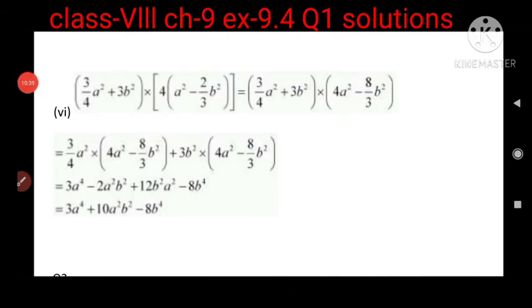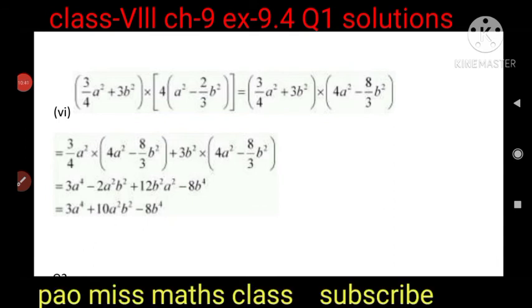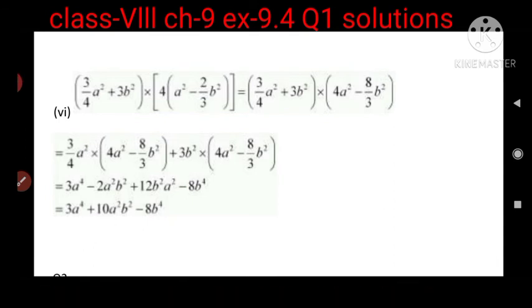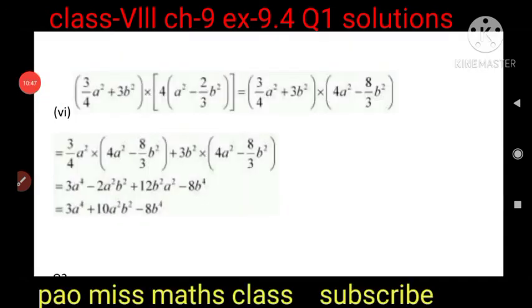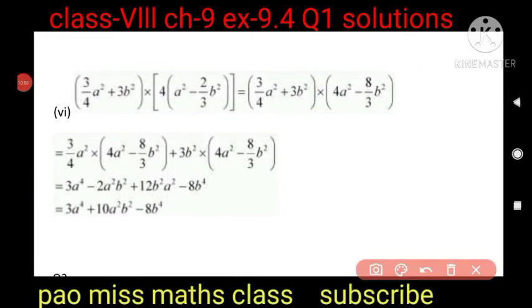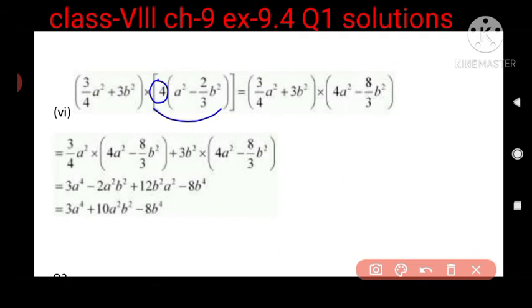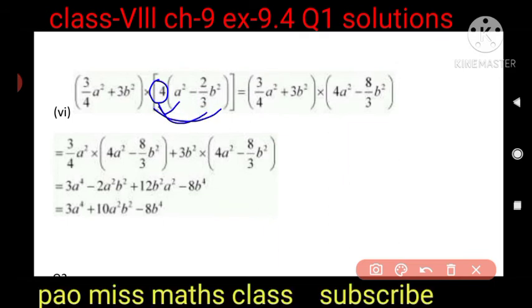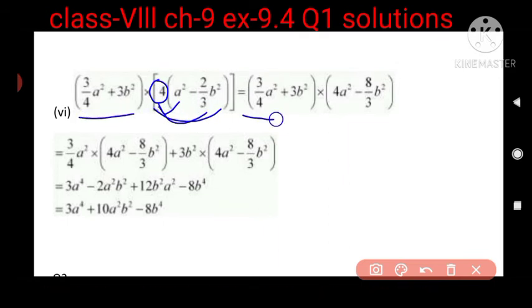Now this we have to... now you can see here, in this second expression, this 4 is outside the bracket. That means we have to open this one first. So this first will remain same as it is.